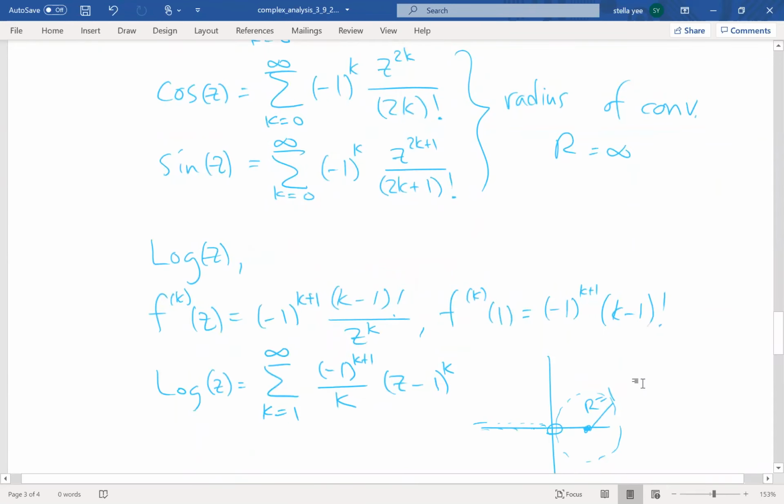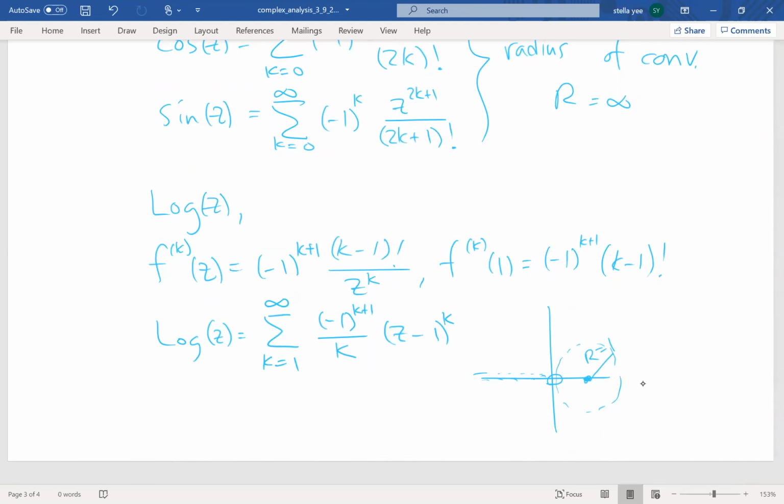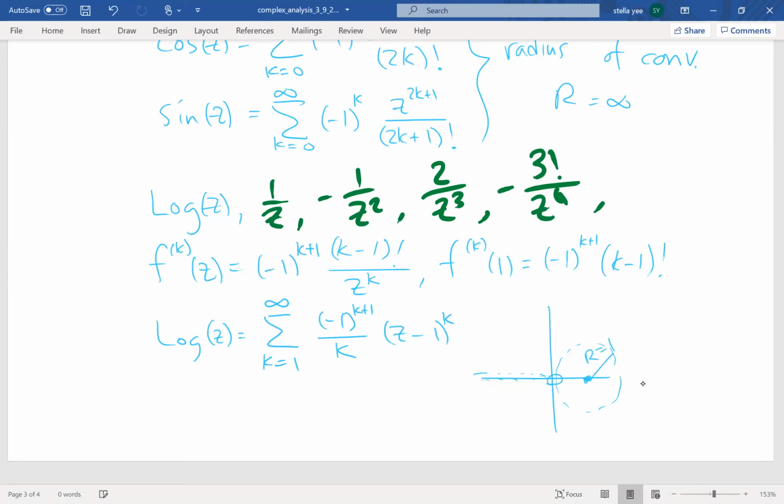Let's look at a case where the radius is not infinite. So this is the principal branch of the logarithm function. The first derivative is 1 over z. The next derivative is negative 1 over z squared. And then the next derivative is 2 over z cubed, negative 3 factorial over z to the 4th, and so on. Maybe you could get the pattern from there. The kth derivative is going to be alternating signs, and we have (k minus 1) factorial divided by z to the k. So the factorial on the top is trailing 1 behind the power of z at the bottom.